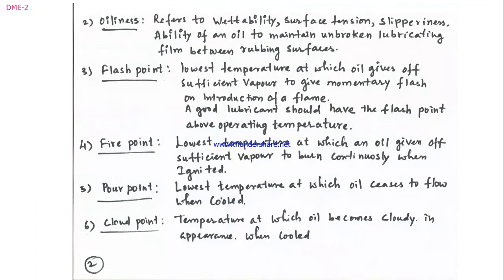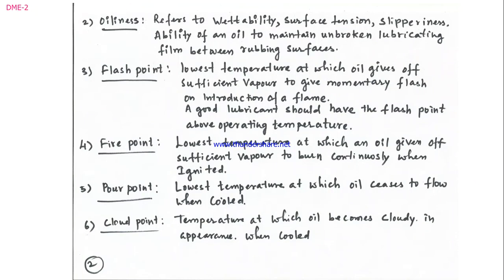The second one is oiliness. Oiliness refers to wettability, surface tension and slipperiness in the fluid. I hope you understand what slipperiness in the fluid means. It can be defined as the ability of an oil to maintain an unbroken lubricating film between the rubbing surfaces. That means whenever you place a lubricant between two rubbing surfaces, there should not be any discontinuity in the liquid. It should be continuous. That property is ensured by oiliness.